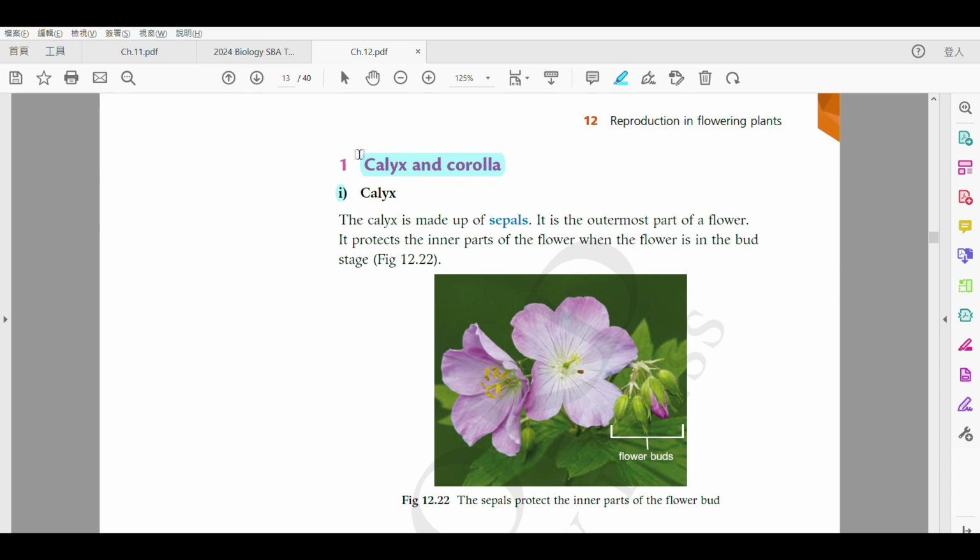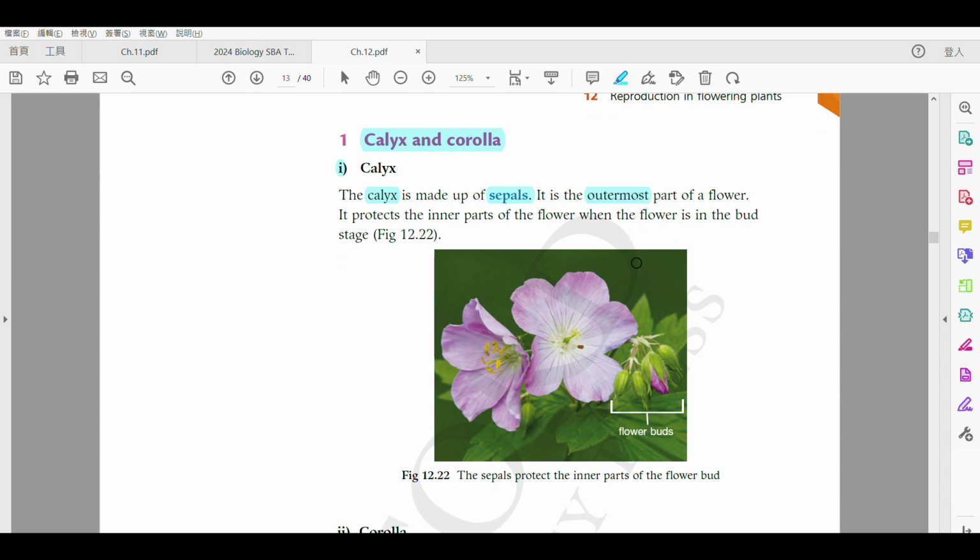When we talk about calyx, it's made up of sepals. Corolla is made up of petals. Calyx is the outermost part. What is its function? It protects the inner parts of the flower when it is in the bud stage, when it is not yet open.